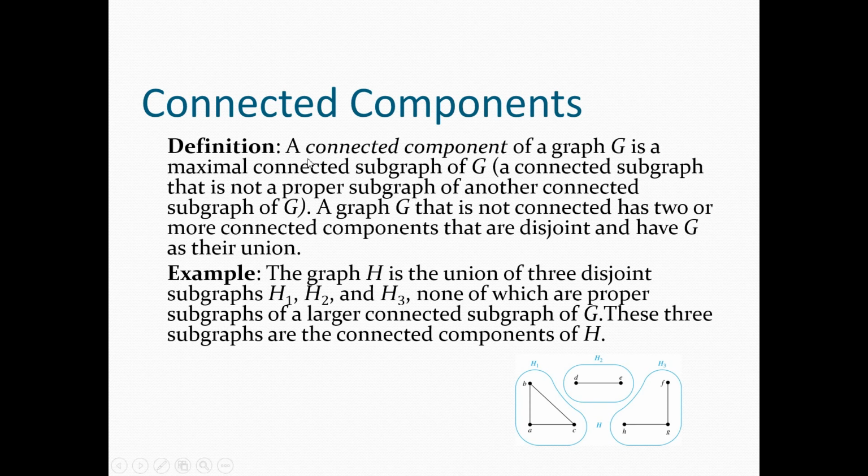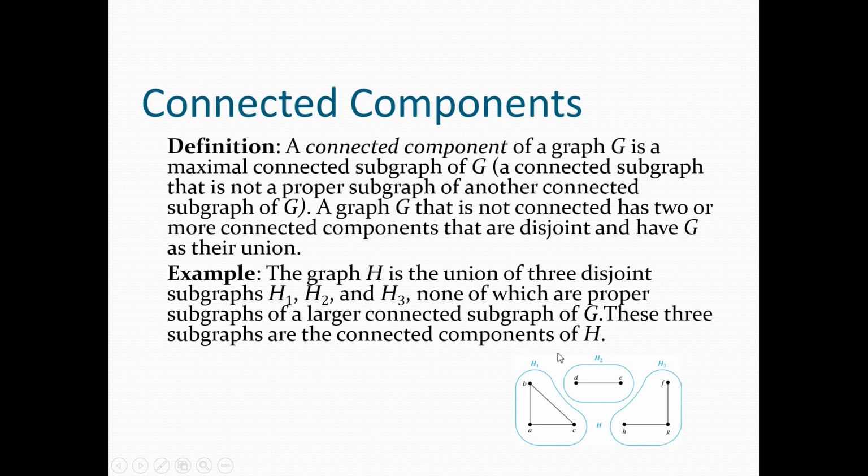Connected component. This is an interesting concept. A connected component of a graph G is a maximal connected subgraph of G, a connected subgraph that is not a proper subgraph of another connected subgraph of G. A graph G that is not connected has two or more connected components that are disjoint and have G as their union. So there is an example of connected components.